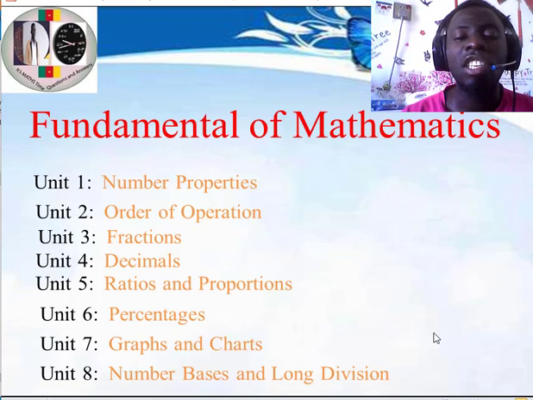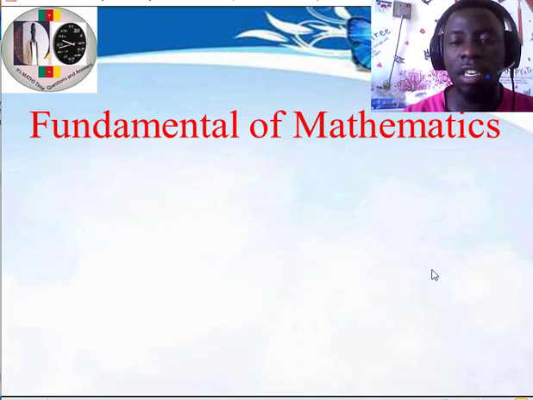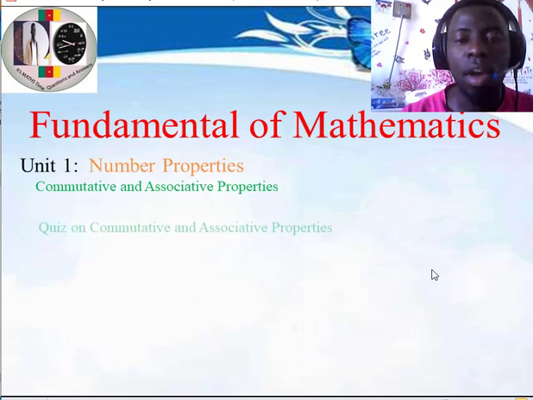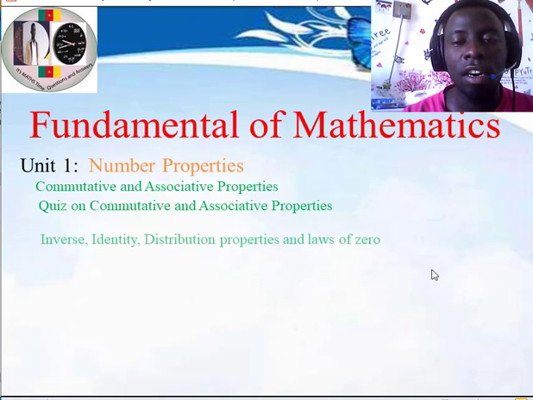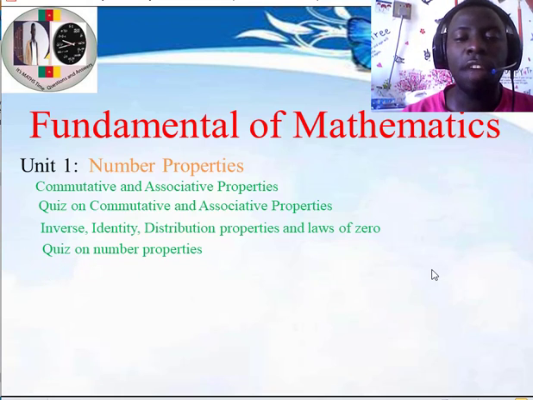Let's look at the details of each unit, what each unit is going to be comprised of. So in unit 1, which is number property, we are going to be talking about the properties of commutative and associative. We are going to be talking about the inverse, identity, distribution properties, and the laws of zero. From there we are going to have a quiz on number properties.